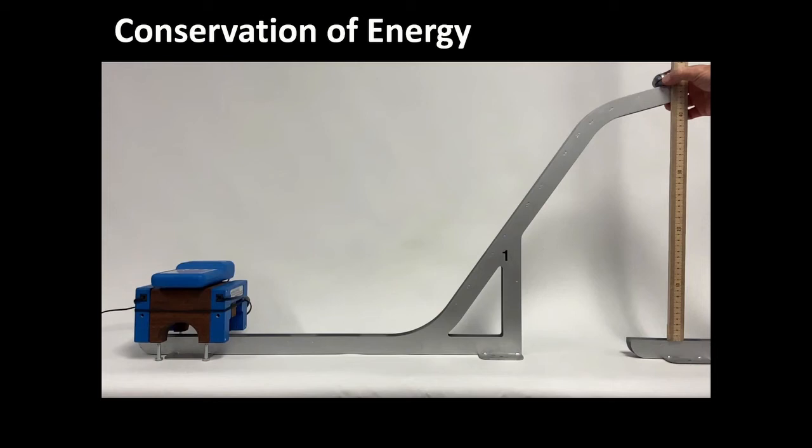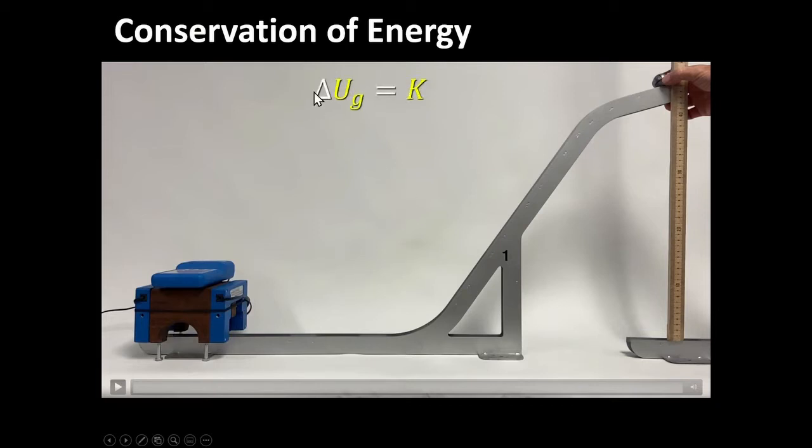I'd like to revisit conservation of energy and see if there's anything that we missed when we talked about it initially. So we have the ball here, and we're going to drop the ball. It's going to roll down the ramp, and this photo gate timer will measure the time it takes to go a certain distance. And in the past, we said that the change in the gravitational potential energy should equal the kinetic energy of the ball at the bottom.